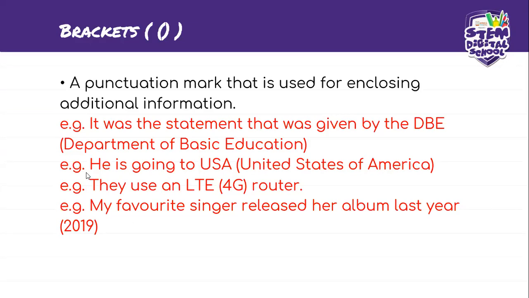Then second example: he is going to USA. Then in brackets, I put United States of America, okay? Chances are, we don't know. It could be that to some people, there is another meaning for the acronym USA. So therefore, you have to write in brackets to show that the USA we are referring to here is the United States of America.